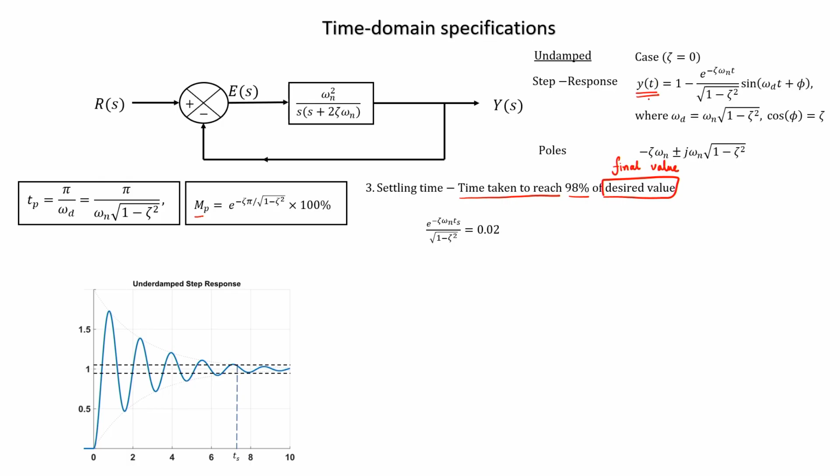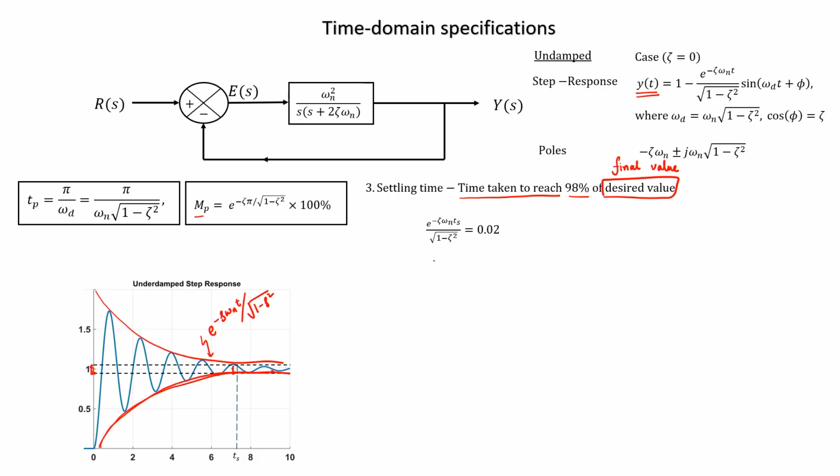So, if the final value is 1, what we want to see is when this response will reach 0.98, right, when will it reach 0.98 or 0.02. Now, see this: when this response is entering this band depends only on this envelope. It has nothing to do with these oscillations, only on this envelope. And what is this envelope? We have already discussed. This envelope is dependent on e to the power of minus zeta omega n t by root over of 1 minus zeta square. Okay. So, that is why we are saying when is it entering into this band.